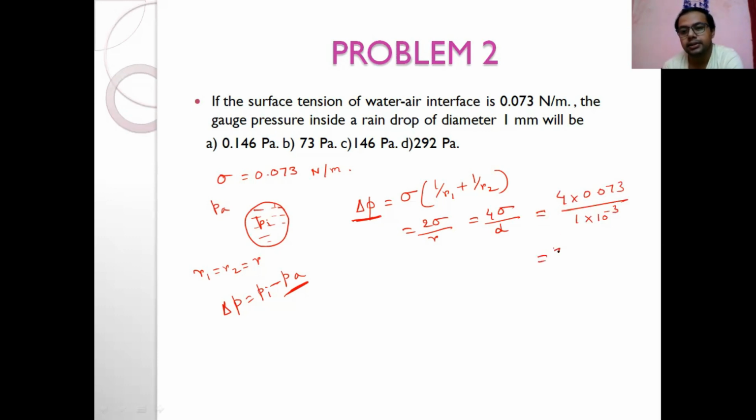So 73 into 4, 92. So your answer is D. You need not think about it. You just remember this formula. All problems of this kind can be solved without saying anything.